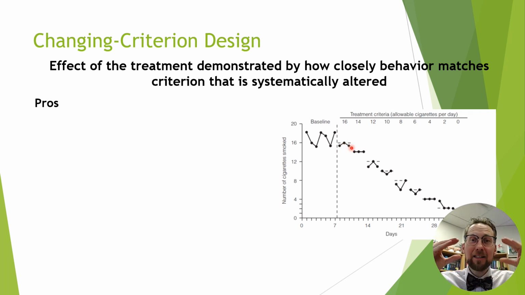Once they can stick to that, they can only do 16 cigarettes a day, you lower the criterion. Now it's 14. You see how well they stick to that. And once they can really stick to that, you lower it again. Now it's 12, now it's 10, now it's 8, 6, until you get to 0. And once they can stick to 0, they've ceased smoking.